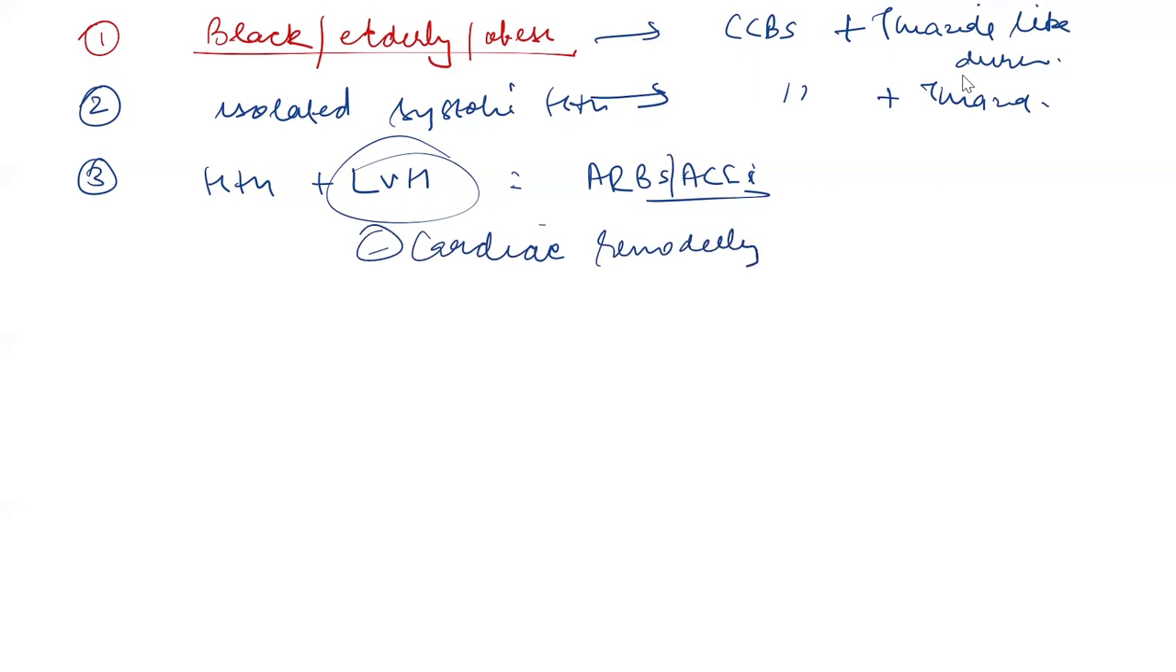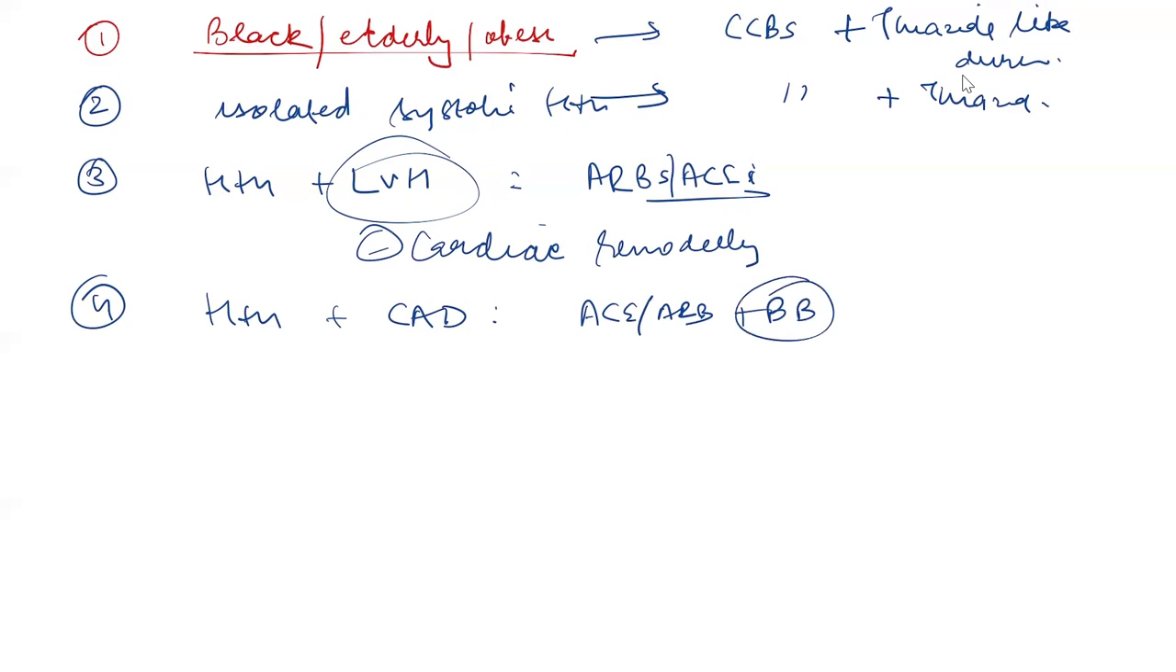The fourth condition is, suppose the patient has hypertension and coronary artery disease. Then again, we'll prefer ACE inhibitor or ARB plus beta blockers. So in this case, beta blocker would be first line. Suppose the patient has hypertension and MI. In that case, we'll give beta blocker plus ACE inhibitor.